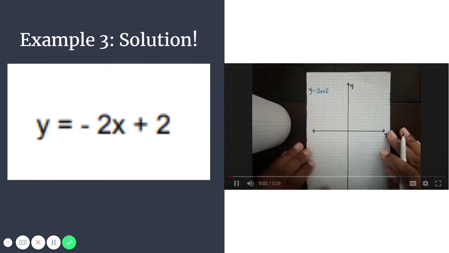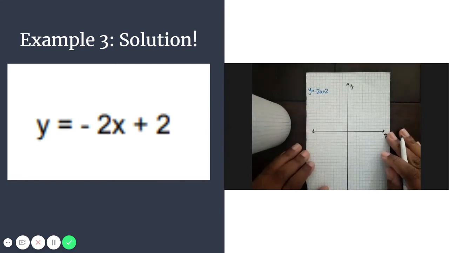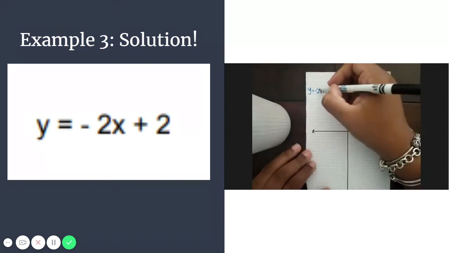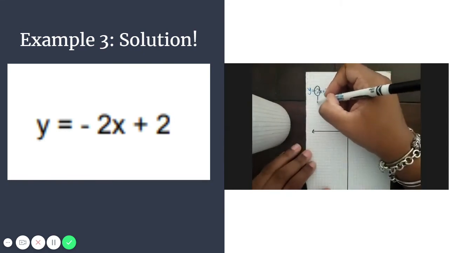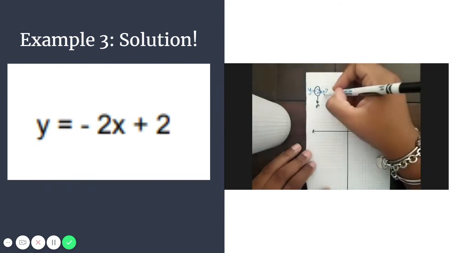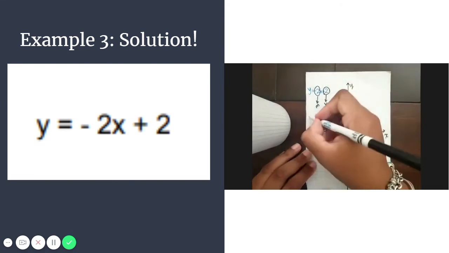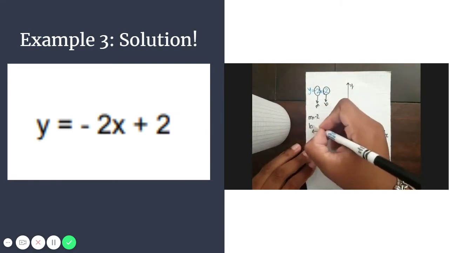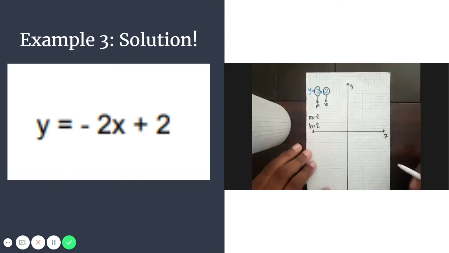Let's look at the solution for example 3. In example 3, we want to graph the linear function using the slope and the y-intercept. The first thing I want to do is identify the slope and the y-intercept from the given equation. Remember that your slope is the coefficient of your x term. And here's our y-intercept. So my slope is -2, my y-intercept is +2.